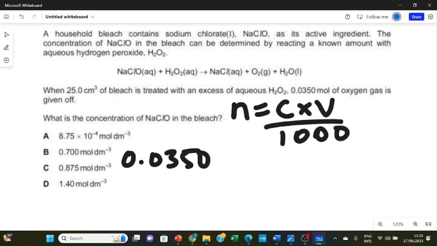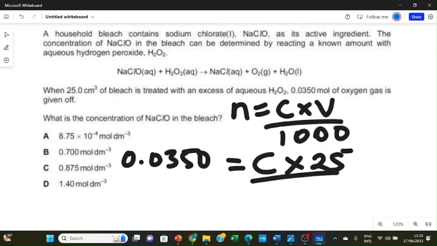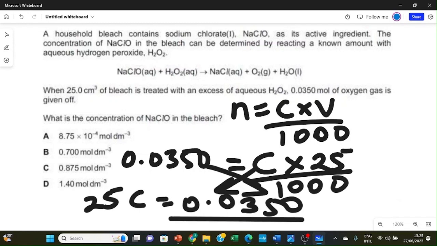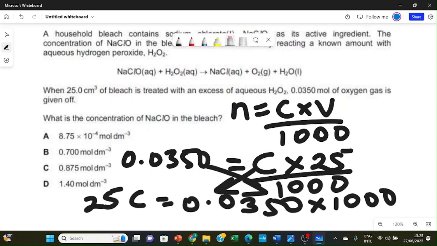So 0.0350 is equal to the concentration, that's what we're looking for, times the volume, which is 25 cm³ of the bleach. Sodium chlorate(I) is the active ingredient in the bleach, so that's what will react with the hydrogen peroxide. So please take note of that. Divided by 1000. So when you cross multiply, you now have 25C is equal to 0.0350 times 1000.